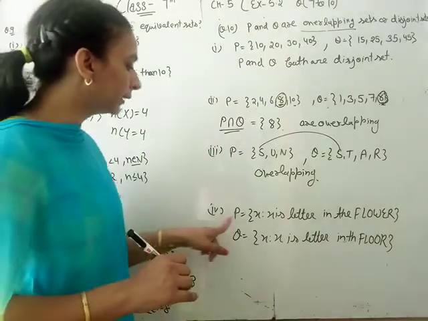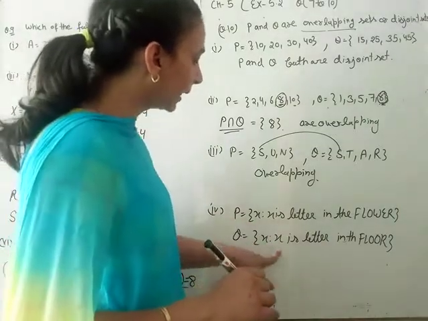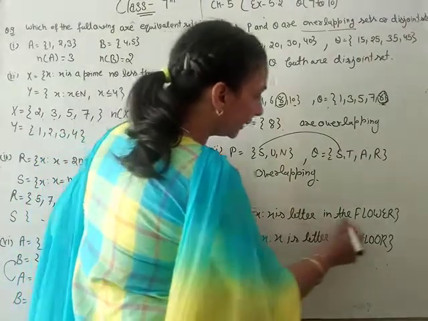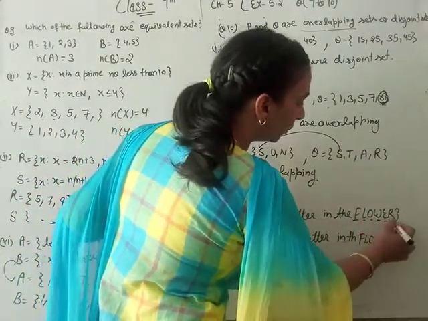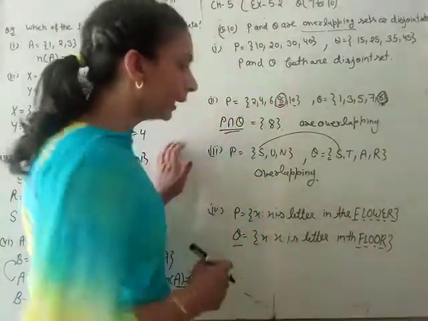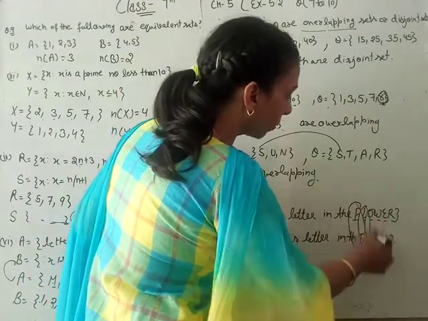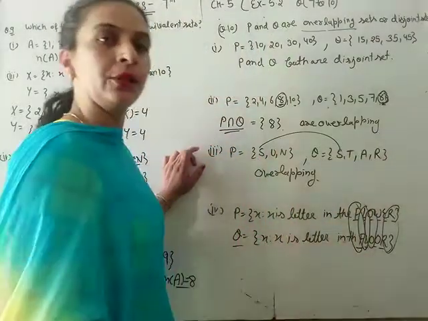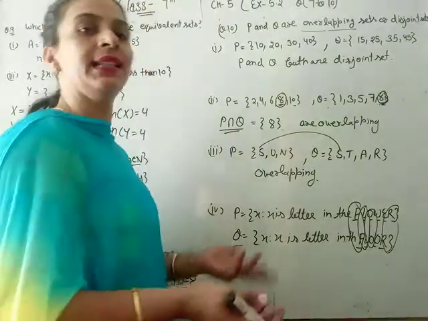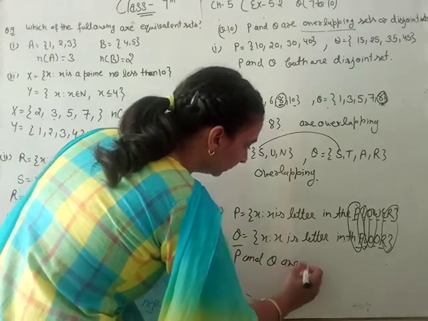In part number 4, set P, x is a letter in the word flower, and Q, x is a letter in the word flower. Okay, in set P there is F, L, O, W, E, R, and in set Q, F, L, O, R. Okay, students, there is a match. F common, L common, O common, and R common. So many elements are common. If there is at least one element common, then overlapping. So many elements common, then these are also overlapping. So P and Q are overlapping.